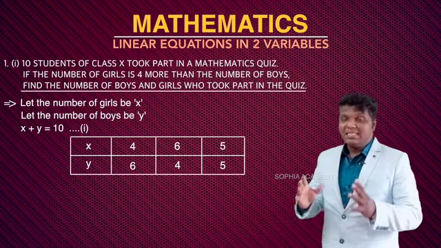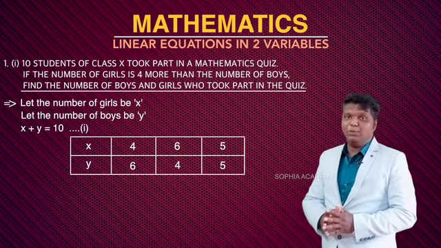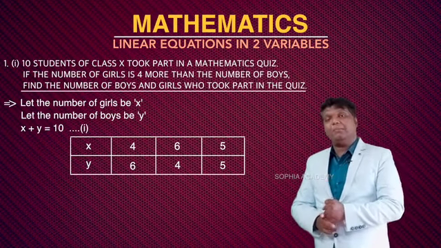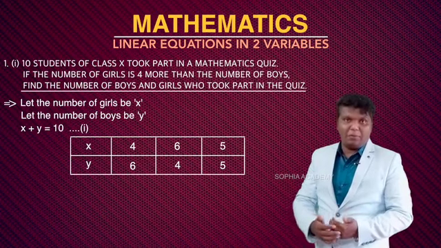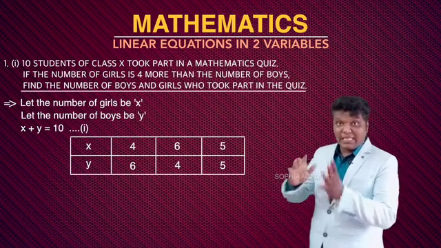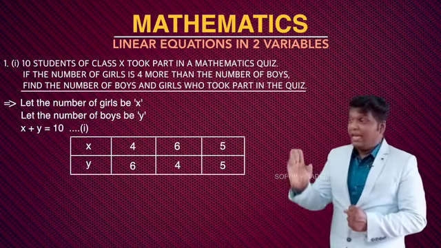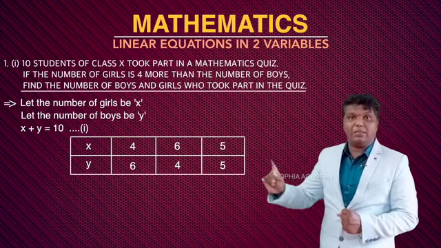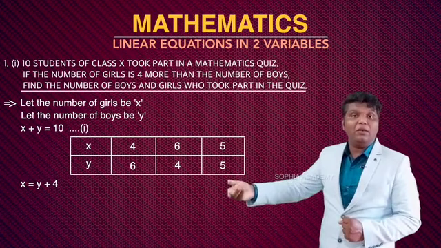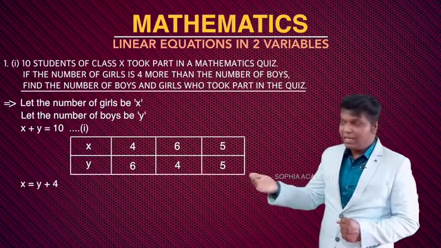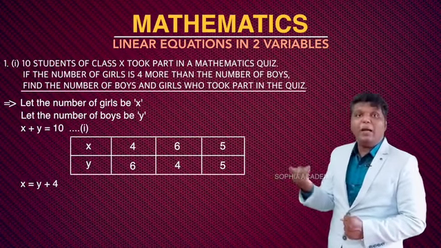Every time we need a second equation to find out a solution. Now what is the second statement given in the question? The number of girls is 4 more than the number of boys. The number of girls, that means x, is equal to, because the number of girls we took as x. So x is equal to, what about this x? It is 4 more than y. y means number of boys, right? So x is equal to y plus 4.